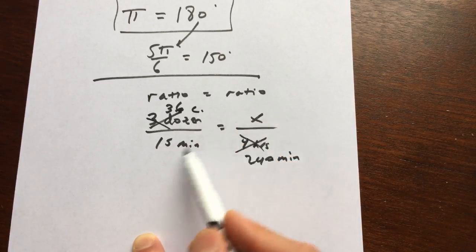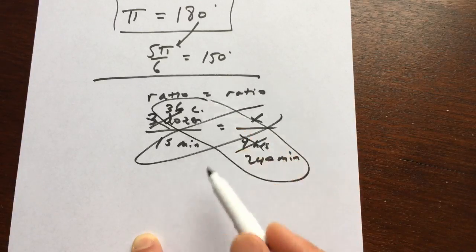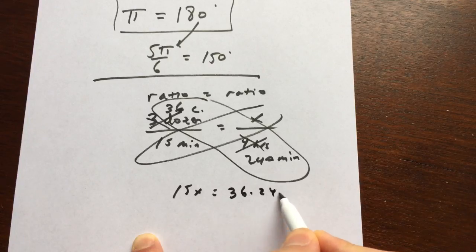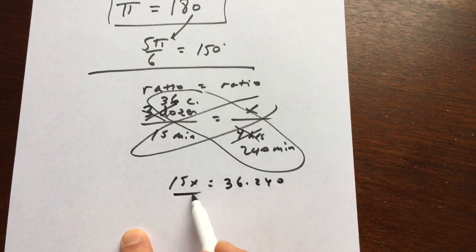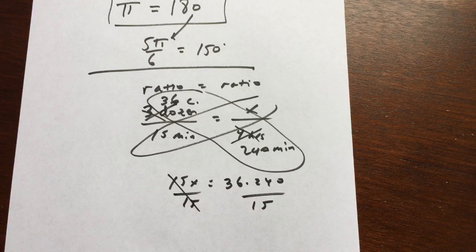Right? So now when I cross multiply, you can cross multiply and solve this. You could say 15 times x equals 36 times 240, and then you just divide both sides by 15, right? And then you've got it. So yeah, basically, let's see. So other questions, let me look back in the chat.